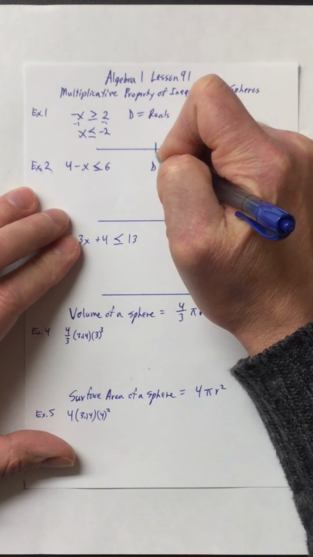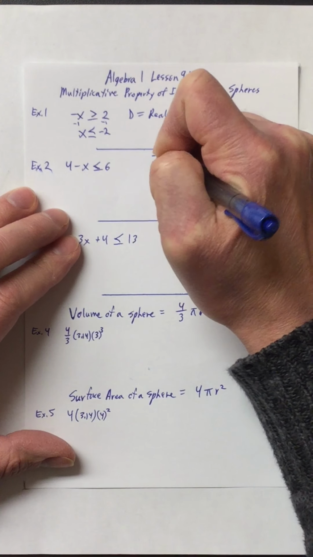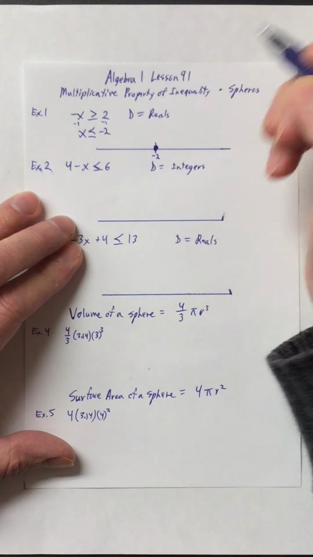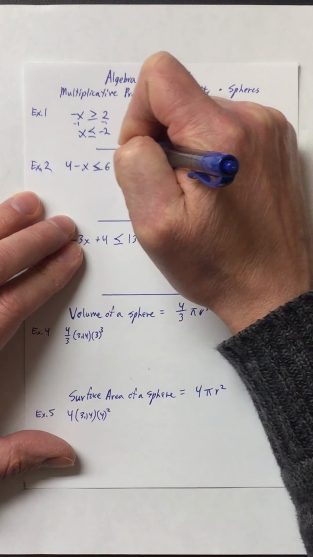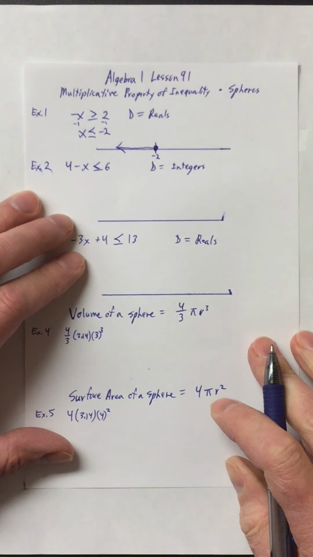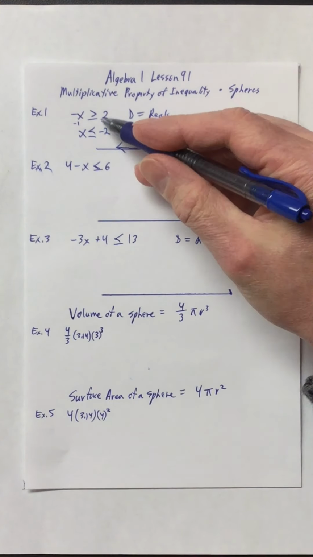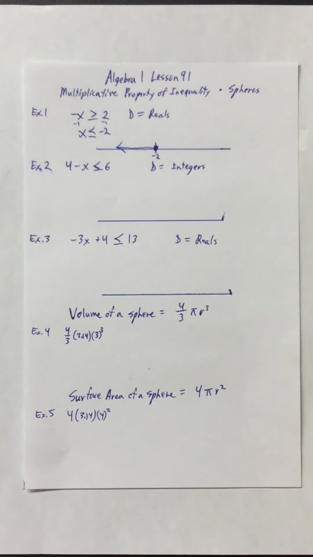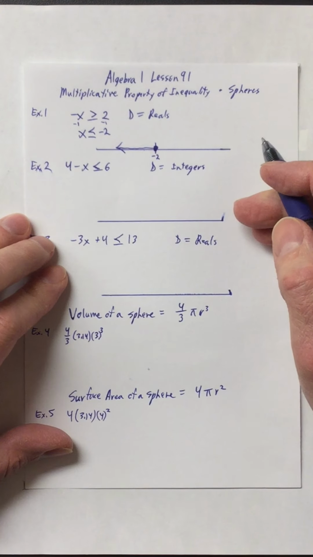So if I put negative 2 on my line there, I'm going to put a closed circle because it is equal to it. And then x is anything less, so it's a line going to the left because it includes all reals as the domain. All right, the graphing part isn't new. It's just getting the x value by itself first. Okay, let's look at example 2 here.